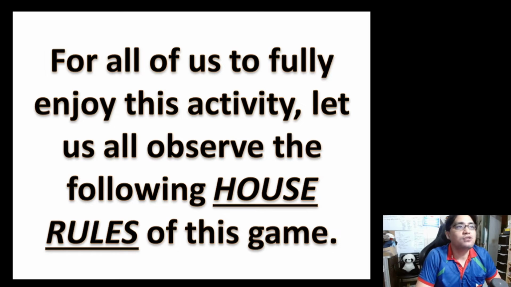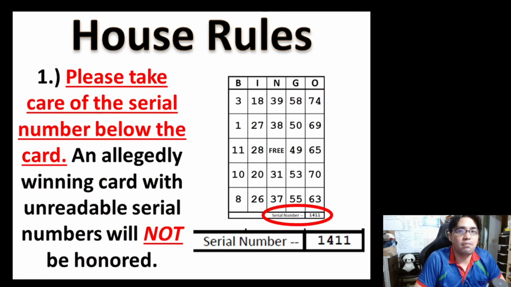So the house rules, I'm going to read from the screen. This is from the sample. You're going to see this when you download the zip file later. For all of us to enjoy this activity, let us all observe the following house rules of the game. House rule number 1. Please take care of the serial number below the card. An allegedly winning card with unreadable serial numbers will not be honored. Now, you will see later on why these serial numbers are very important, because these serial numbers are going to be used to determine whether the card is a winning card. So we're gonna talk about that later.